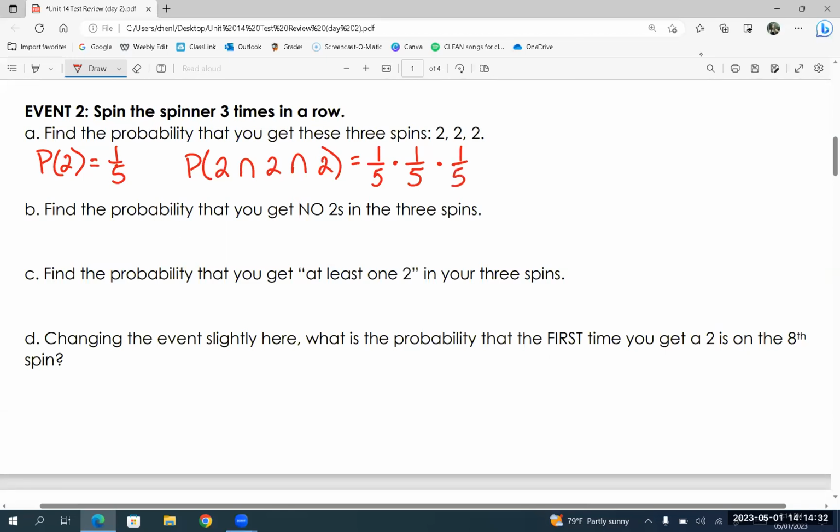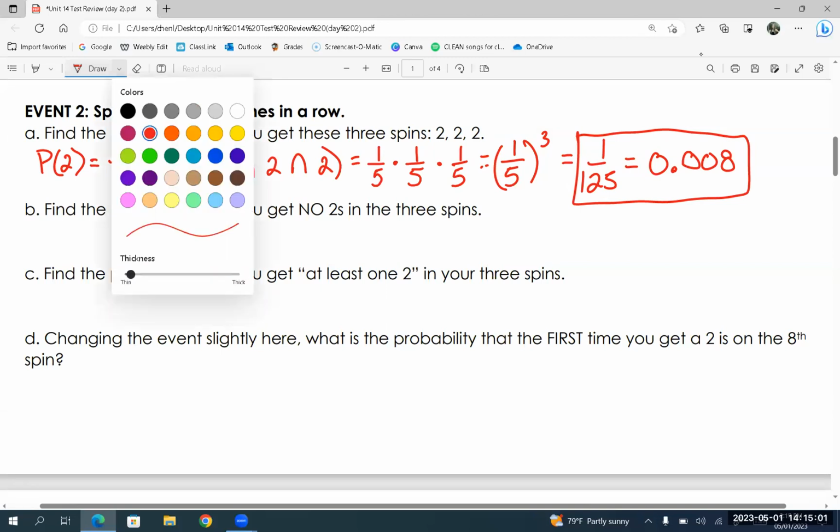Or we could have done that as an exponent, knowing that it's the same thing 3 times. So we might get to that later. Let's go ahead and make a note. 1/5 times 1/5 times 1/5 is the same thing as 1/5 to the power of 3, which would be equal to 1/125. Or as a decimal would be 0.008.